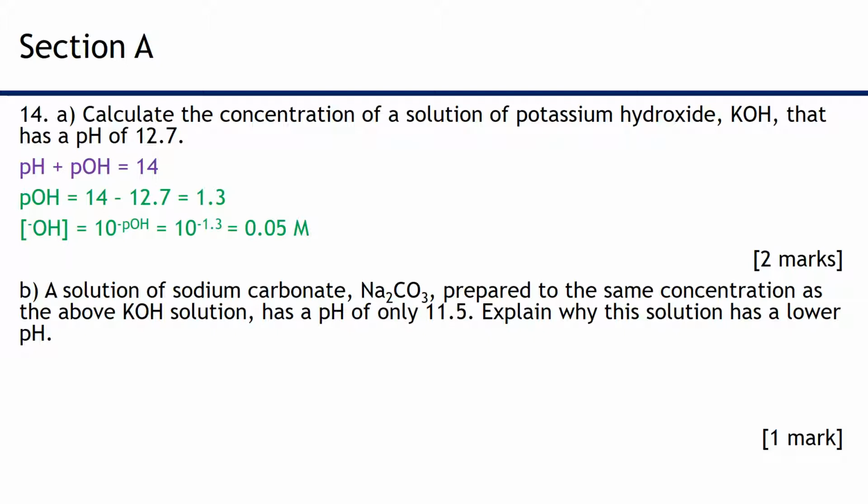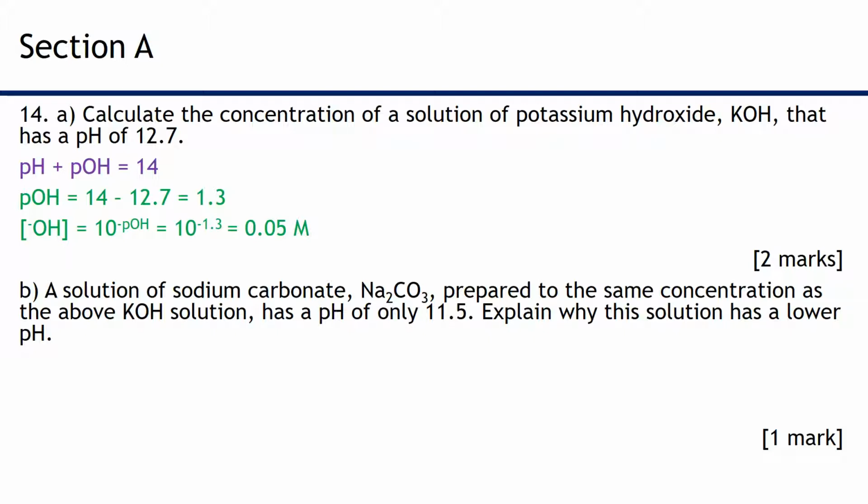Then in part B, you're told that a solution of sodium carbonate, Na2CO3, prepared to the same concentration as the above potassium hydroxide solution, so concentration of 0.05 molar, has a pH of only 11.5. Explain why this solution has a lower pH.